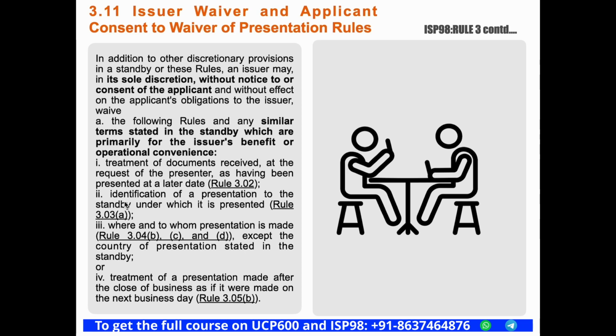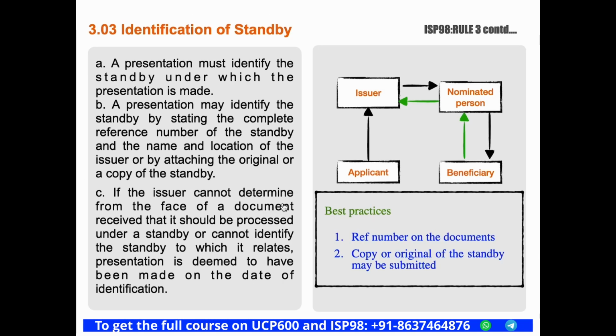Next one is identification of a presentation to the standby under which it is presented. Rule 3.03a. What is rule 3.03a? A presentation must identify the standby under which the presentation is made. But if the beneficiary has not complied with this condition, that is, if the beneficiary has not mentioned the standby reference number on the face of the document, nor attached a copy of the standby, still the issuer may waive such a requirement if it decides to do so, without any approval from the applicant.